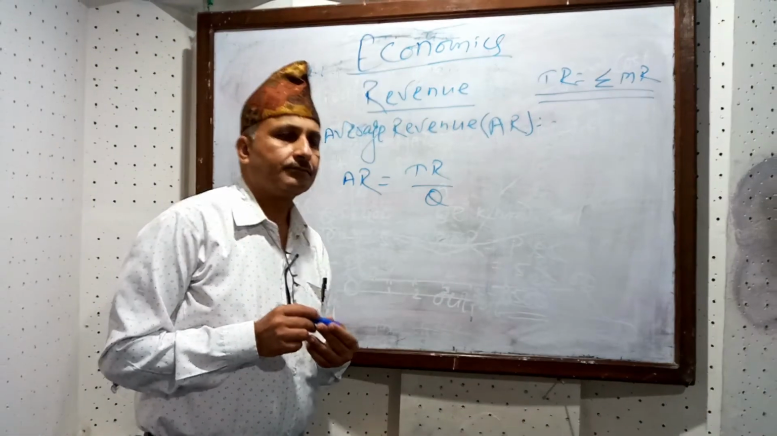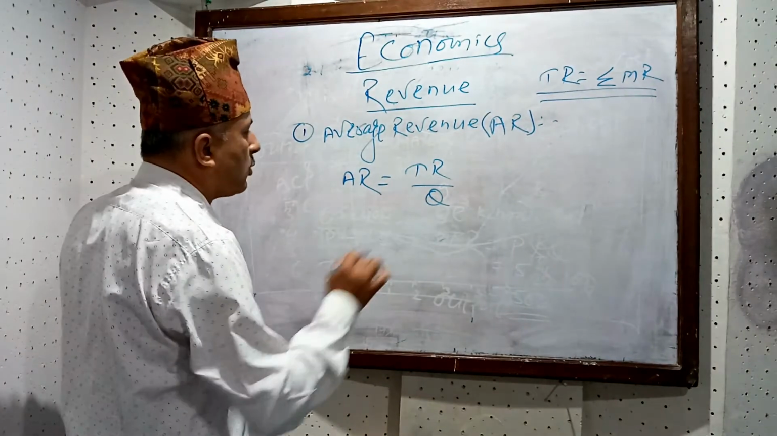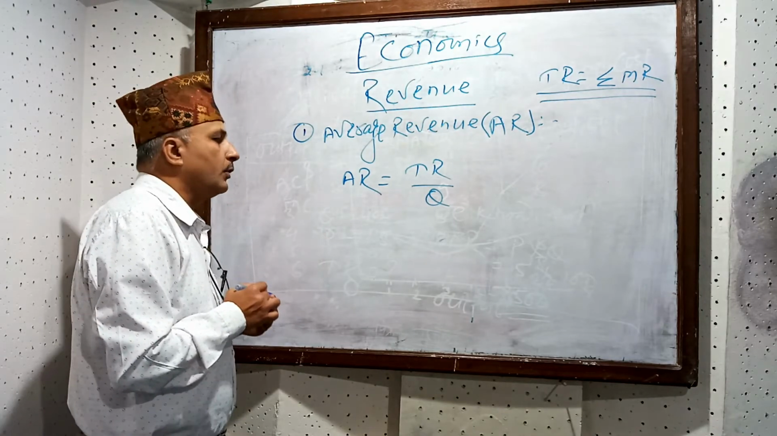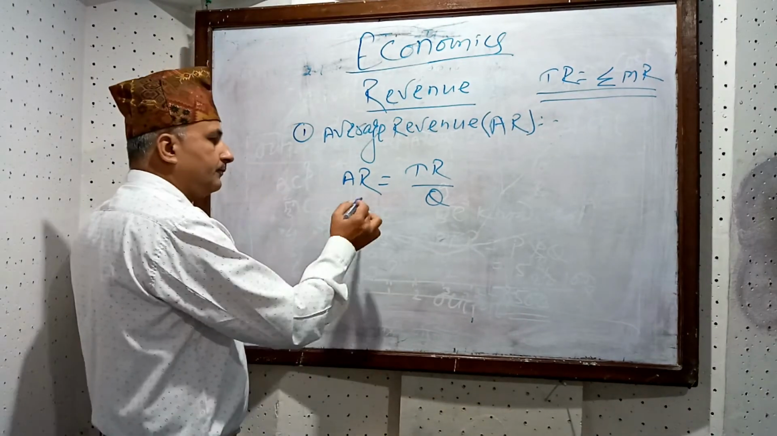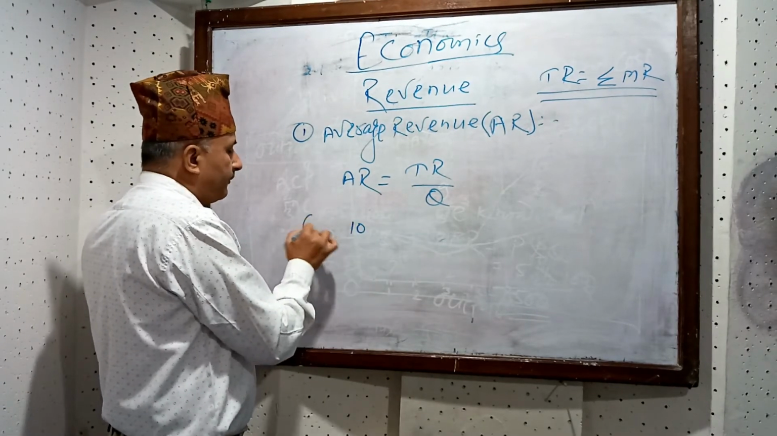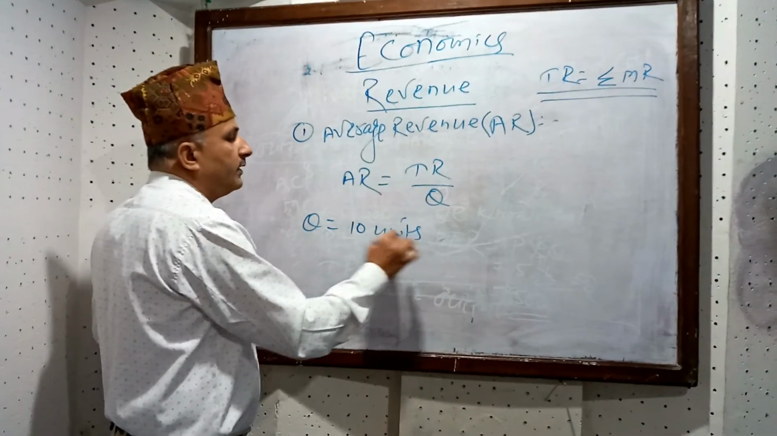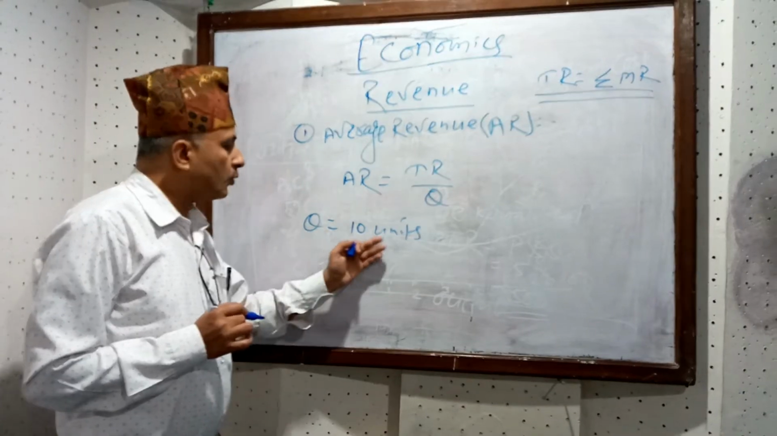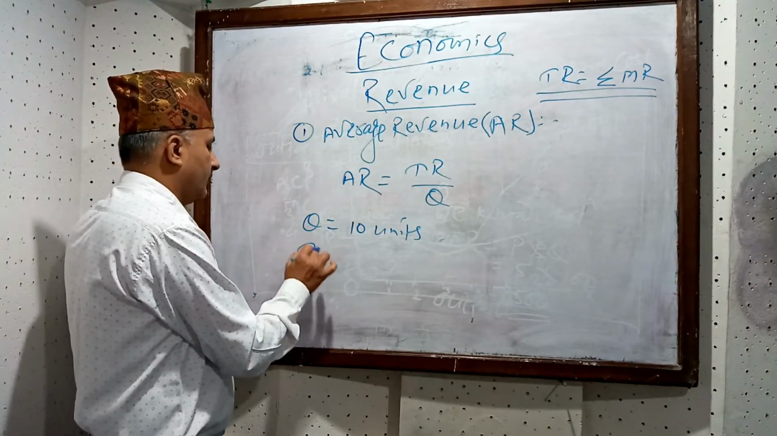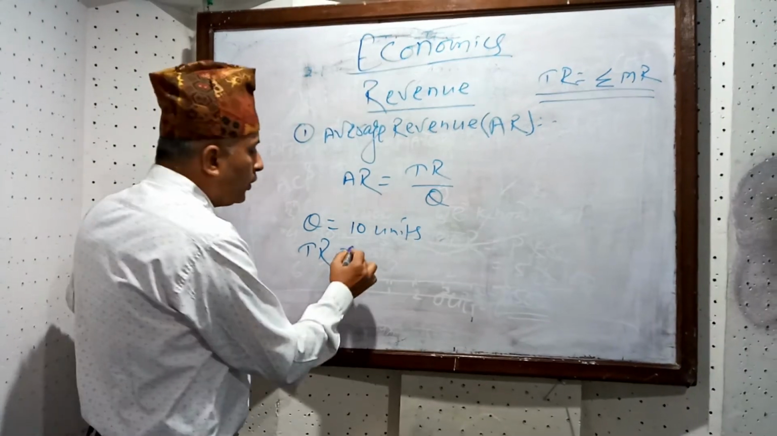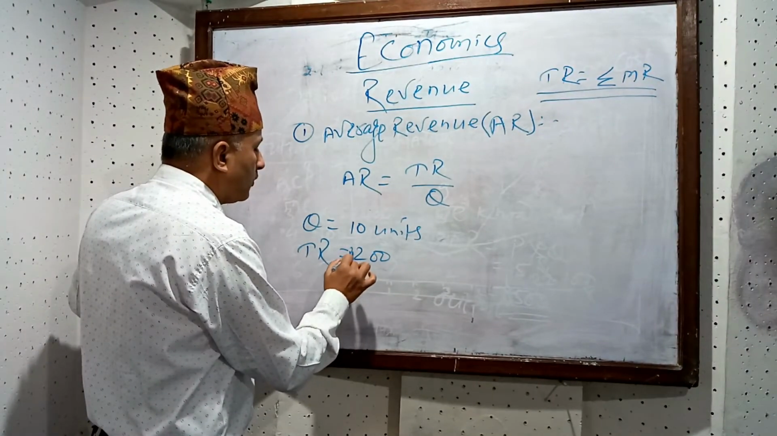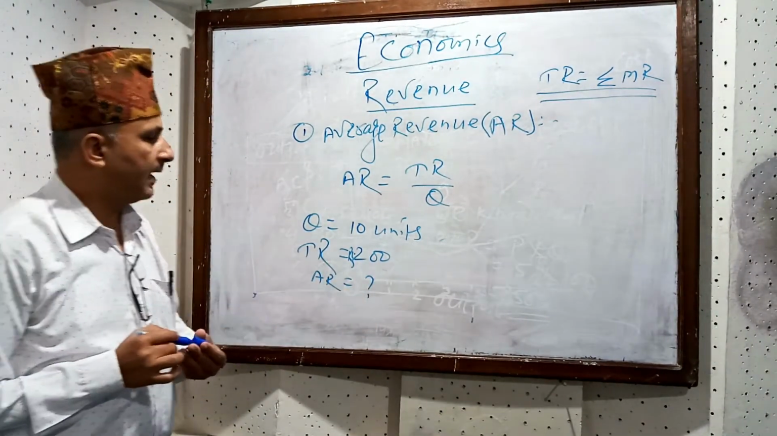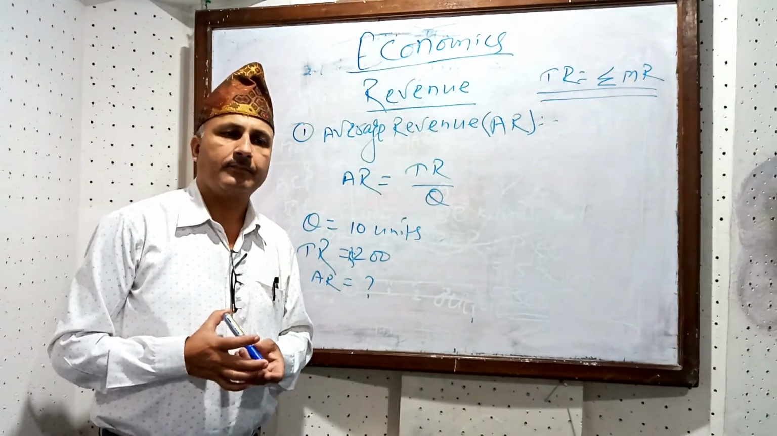Now let's have one example. Suppose there is a producer and he has produced 10 units, Q is equal to 10 units of something, and after producing and selling 10 units, the total revenue received by him is rupees 200. Then you are asked to calculate AR. What is the value of AR?